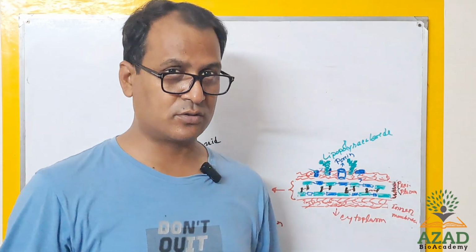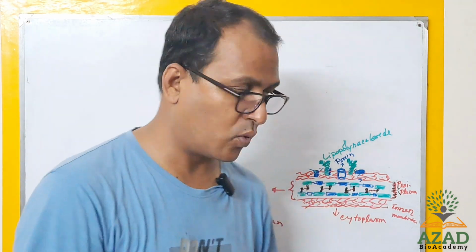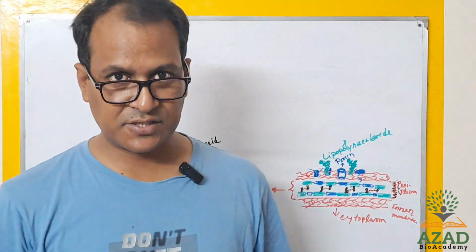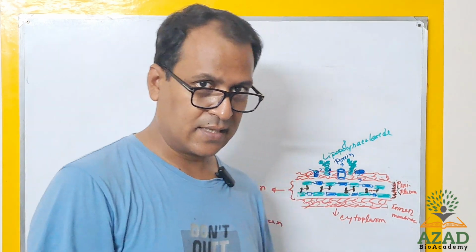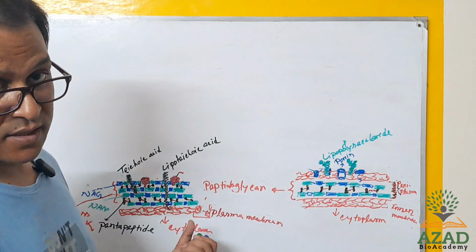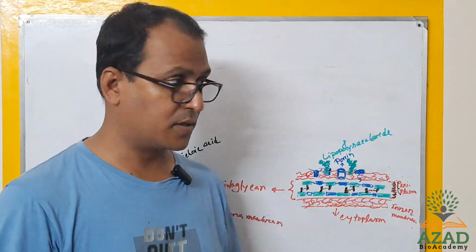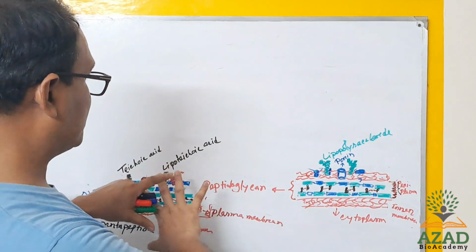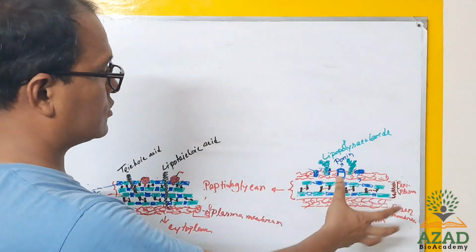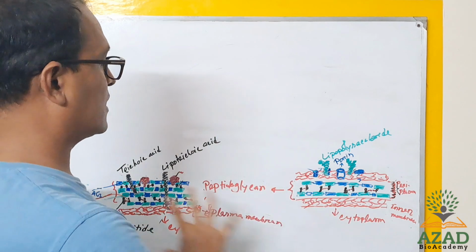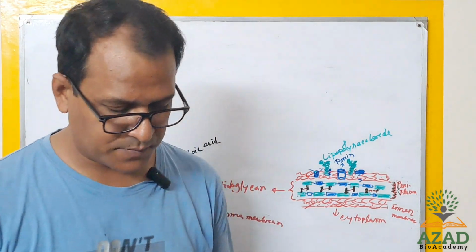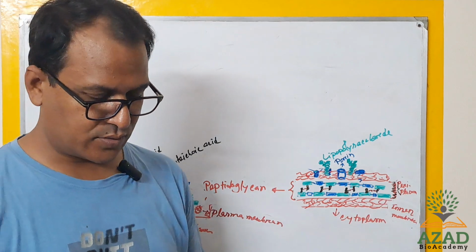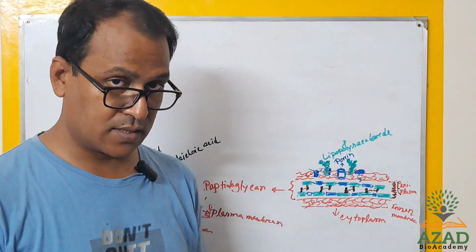I will also try to cover why gram-negative bacteria are more difficult to kill than gram-positive bacteria. And also the basic antigenic molecules among gram-positive and gram-negative bacteria. So now, one after another, I will try to explain at the molecular level.